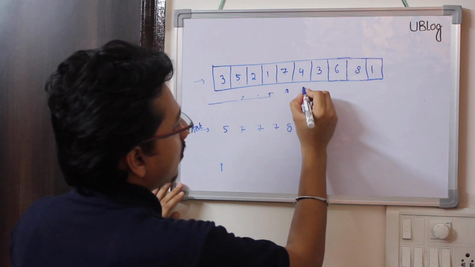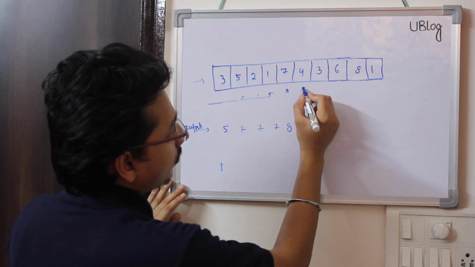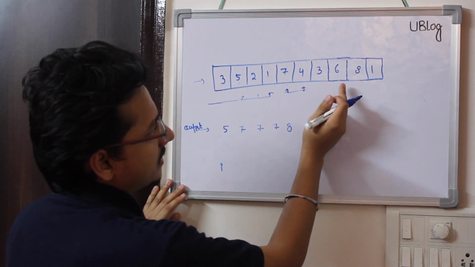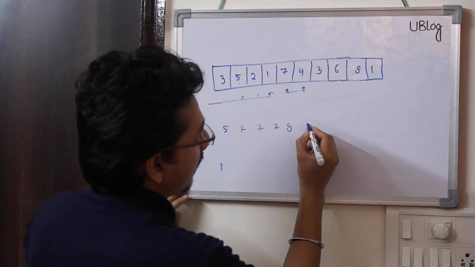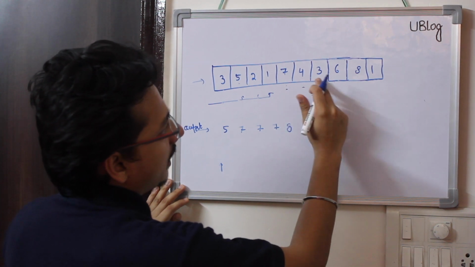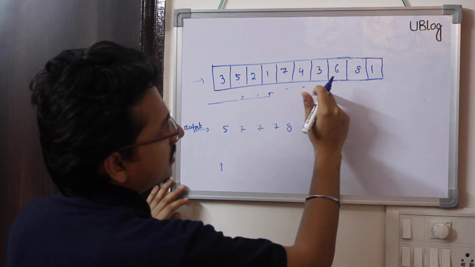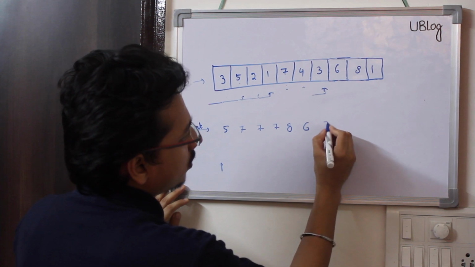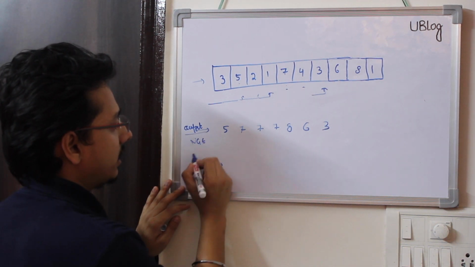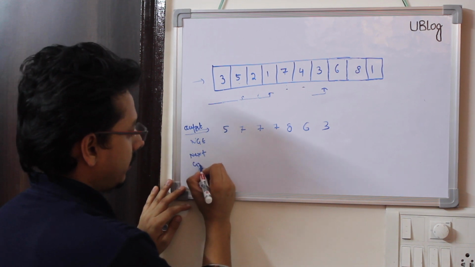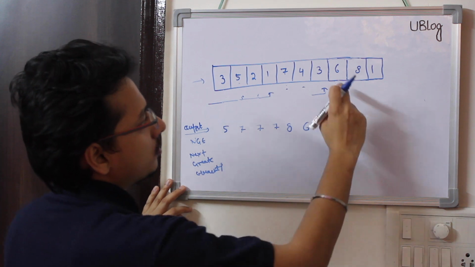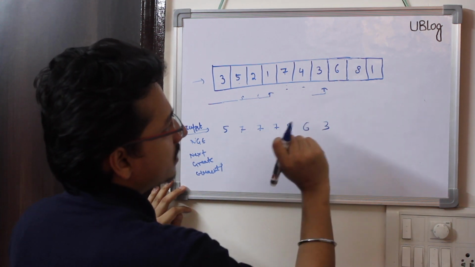Now when I move to 4, I'll be comparing from here. 3 is not greater than 4, 6 is greater than 4. So for 4 my NGE is 6. Now I move to 3. I'll compare all the elements on the right. 6 is greater than 3. So for 3 also the NGE is 6. My output array is the NGE array, the next greater element array. So I have the answer for the other 6 as well, and 3 as well.